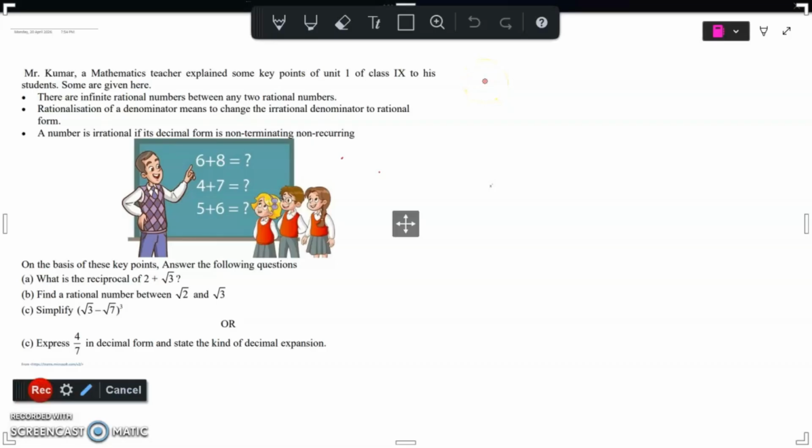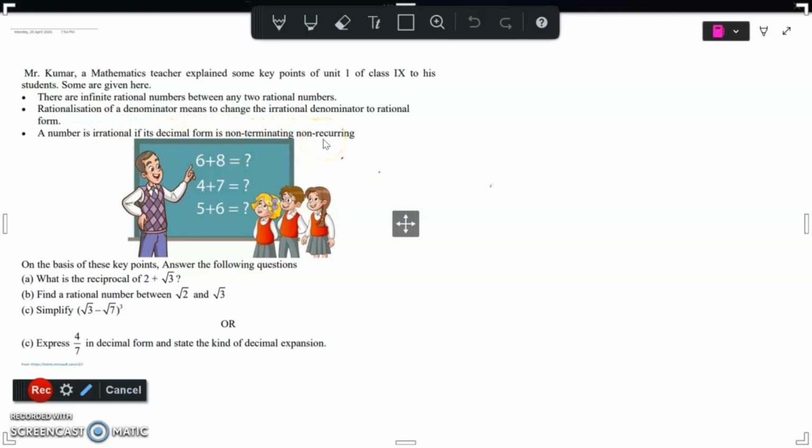Mr. Kumar, a mathematics teacher, explains some key points of Unit 1 of Class 9 to his students. Some are given here. As we already know, there are infinite rational numbers between any two rational numbers. Rationalization of a denominator means to change the irrational denominator to rational form. So whenever the denominator is irrational, we need to find the conjugate and convert it to rational, right? A number is irrational if its decimal form is non-terminating and non-recurring.